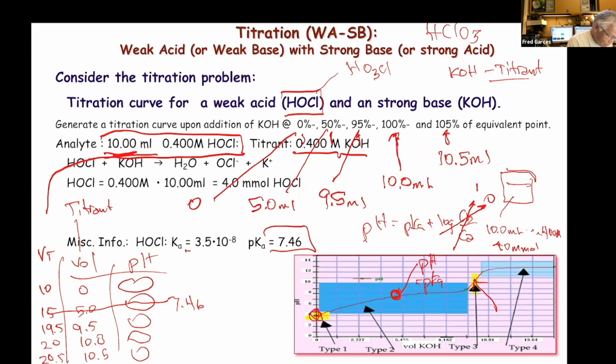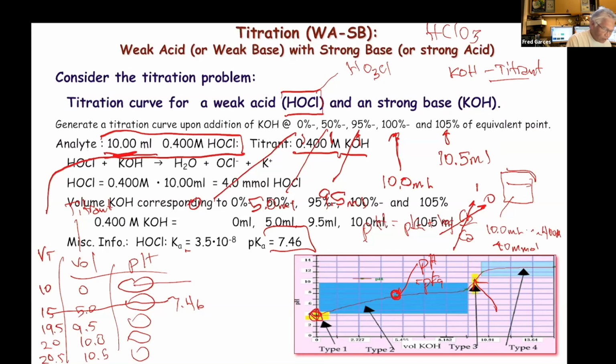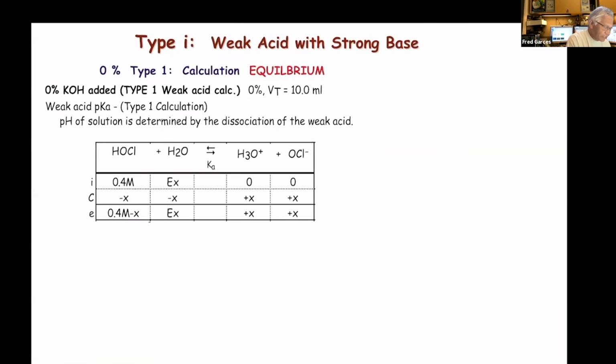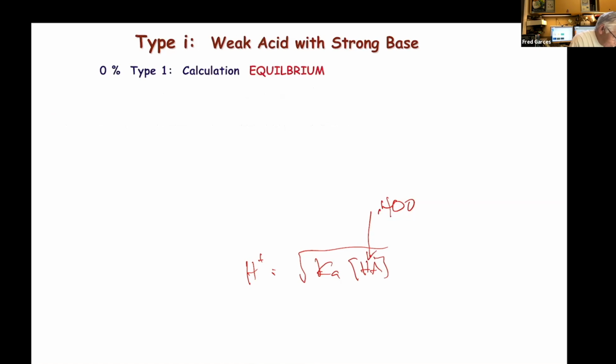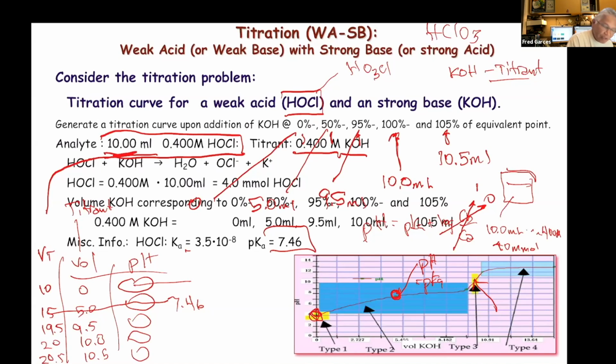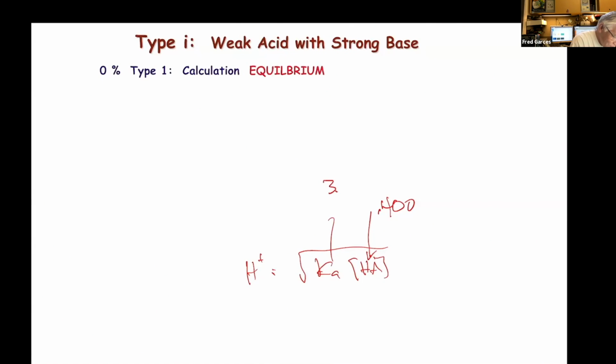This portion right here, well, let's take a look. At 0%, all I need to do is really this. H plus equals the square root of Ka times the acid concentration. I know the acid concentration was 0.4. I know that the Ka was, what was the Ka? 3.5 times 10 to the minus 8. And now I can calculate the hydronium. So here's my calculator. Let me just do this real quick without looking at the answer.